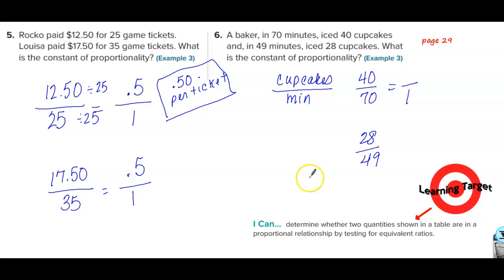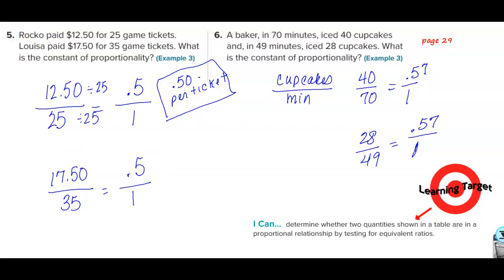Ooh, that's ugly. This one works out to 0.57-ish. That's rounded. And now this one, you would divide top and bottom by 49 to get a 1 here. And it's the same, 0.57-ish, rounded. Okay? So that tells us that he can frost just about a half of a cupcake per minute. Oh, and the constant of proportionality is 0.57. Here, the constant of proportionality is 0.5 or 50 cents. I should say that.